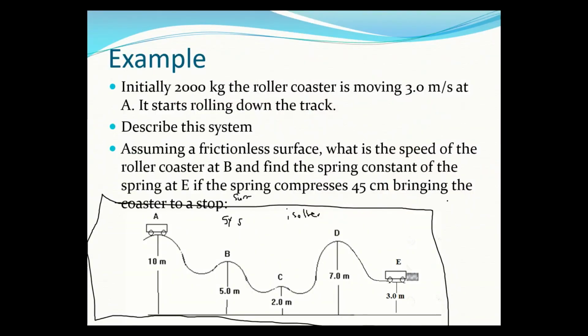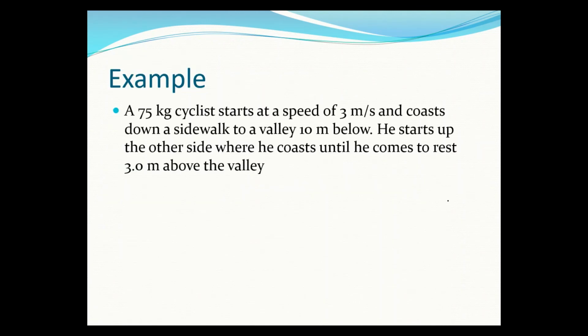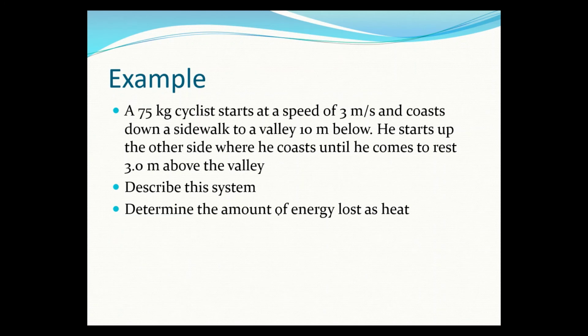So this last one is when heat is involved. It's not any trickier with heat involved. So a 75 kilogram cyclist starts at a speed of 3 meters per second and coasts down a sidewalk to a valley 10 meters below. He starts up the other side where he coasts until he comes to a rest 3 meters above the valley. So describe the system and determine the amount of energy lost as heat.